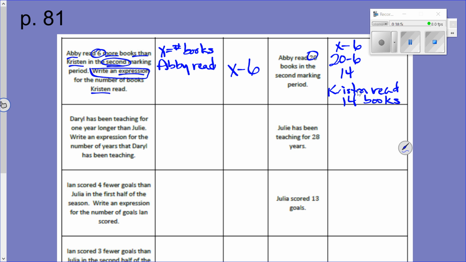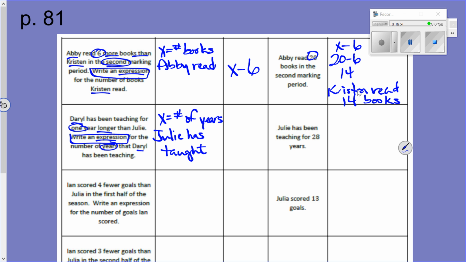Daryl has been teaching for 1 year longer than Julie. Write an expression for the number of years that Daryl has been teaching. Okay, if I'm solving for Daryl, it means I don't know Julie. So my X is the number of years Julie has taught. And then I did Y.